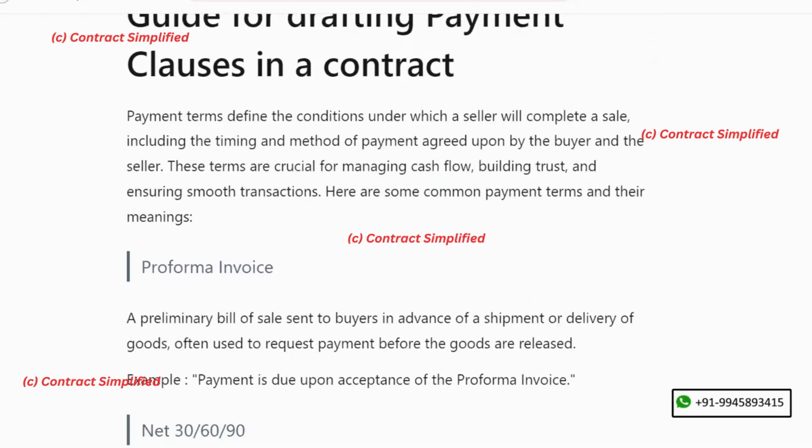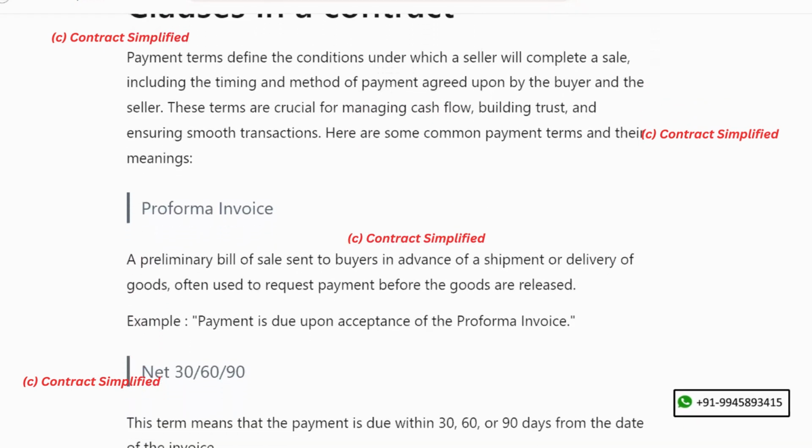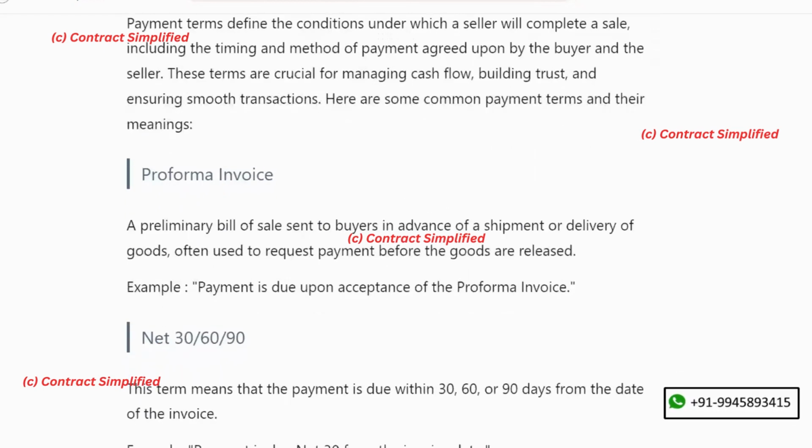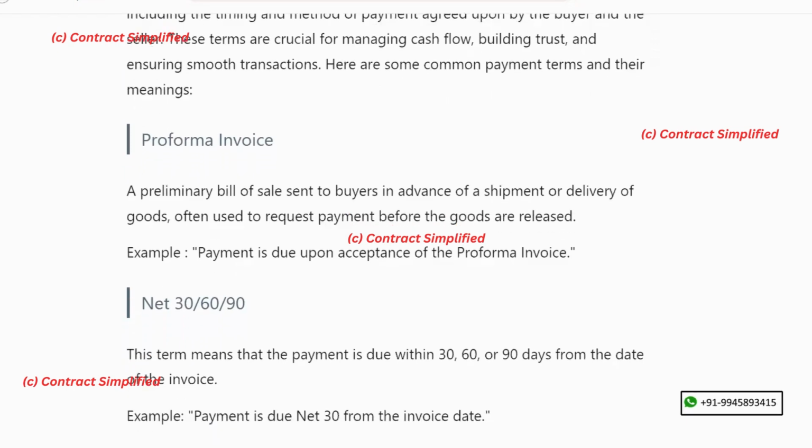Payment terms define the conditions under which the seller will complete a sale, including the timing and method of payment agreed upon by the buyer and the seller. These terms are crucial for managing cash flow, building trust, and ensuring smooth transactions. Here are some of the common payment terms and their meaning.